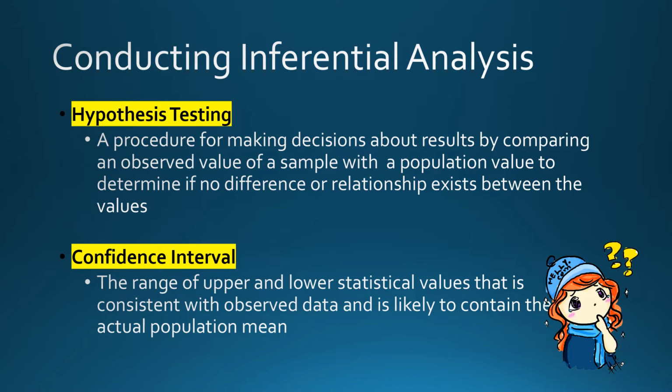A procedure for making decisions about results by comparing an observed value of a sample with a population value to determine if no difference or relationship exists between the values.